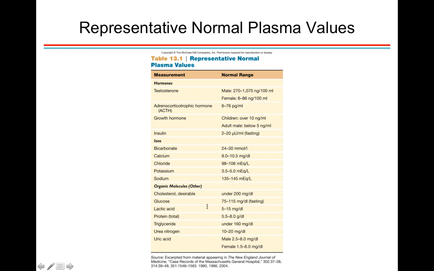And we have glucose, lactic acid, protein, triglycerides, urea nitrogen, uric acid. These are all things that doctors and nurses will measure to make sure you're healthy, and by the way, the glucose is measured after fasting. But basically, in a healthy state, you need to have your numbers fall within the expected range. If not, then that indicates there's some kind of underlying physiological problem that needs to be addressed.